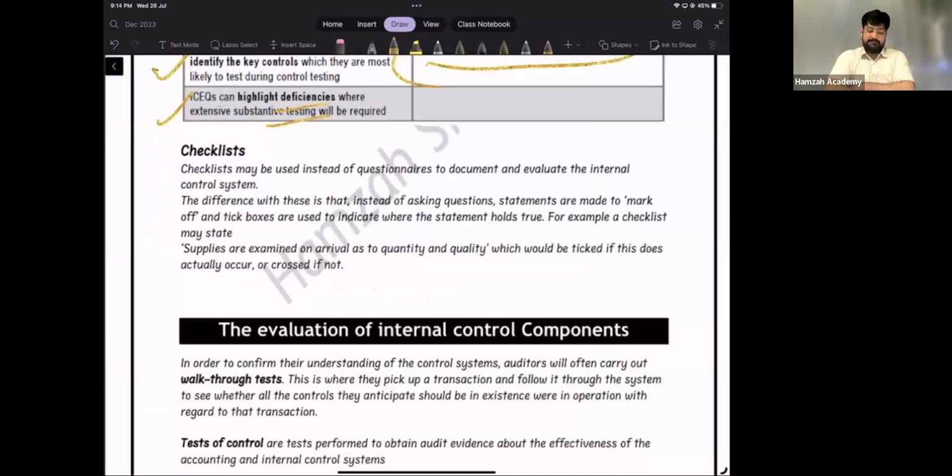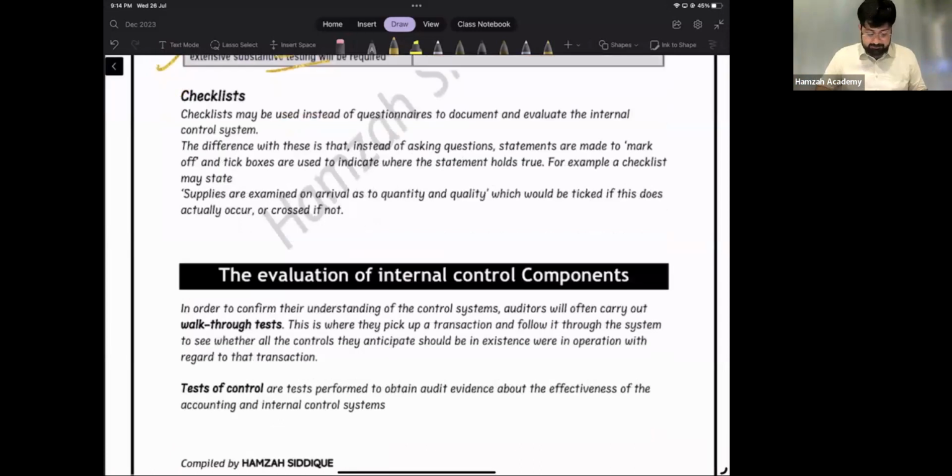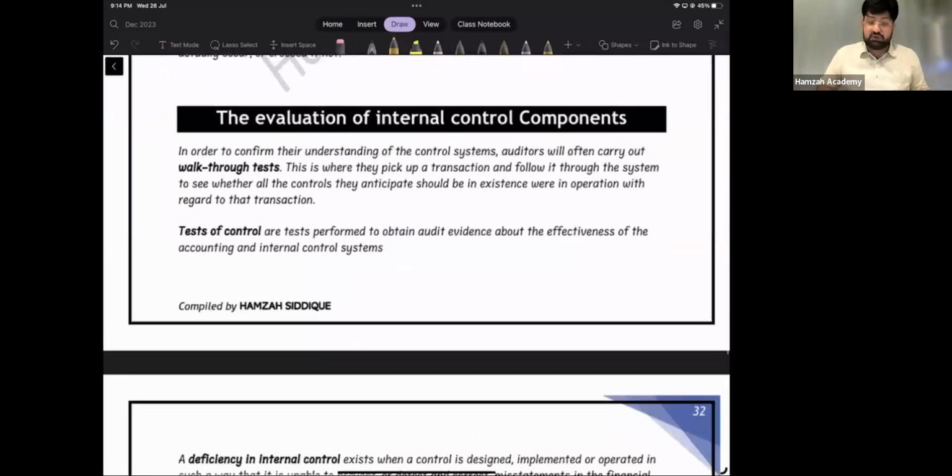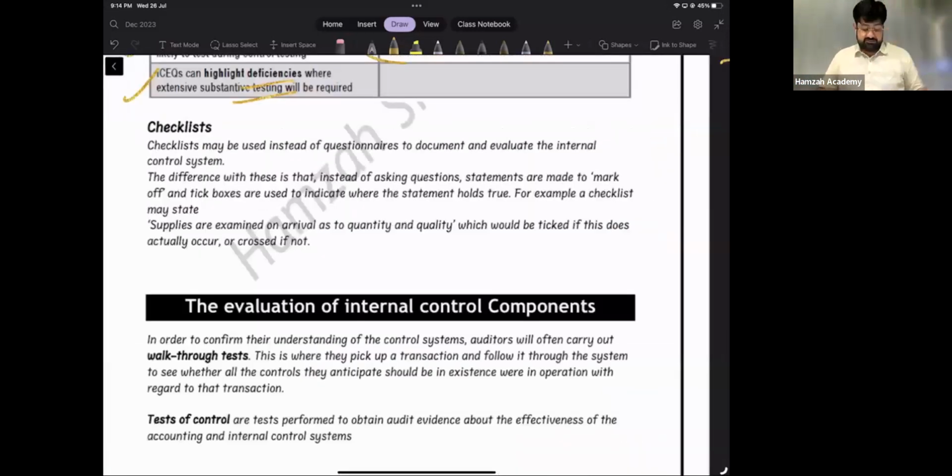Checklist. What is a checklist? I have prepared a list of controls. I am the auditor. This is the list of controls which should be present. I go to the company: control 1 present, yes, tick. Control 2 present, yes, tick. So the auditor can tick that. So students, documentation of control is done.